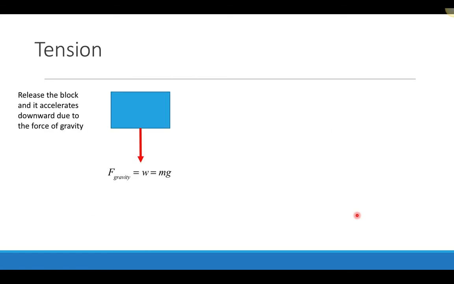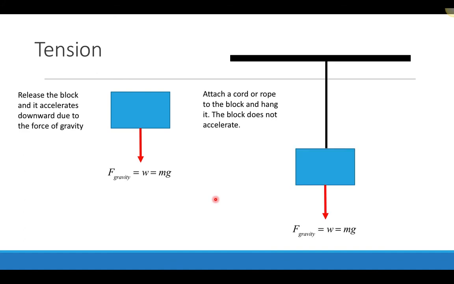The other type of force that we may encounter is something called tension. And tension is basically a force that is distributed through a rope or a cord or even a chain for that matter. So we go back to that example that we had before. We have this block, and if I released it, it would accelerate downward due to gravity. The only force acting on it is the force of gravity. So what if I took that block and attached a cord to it?